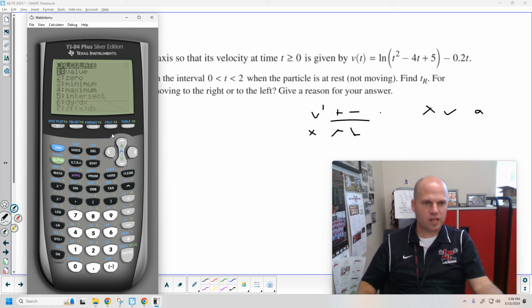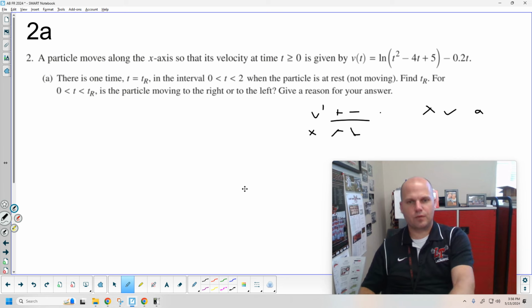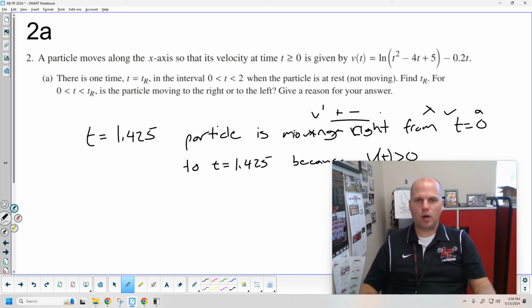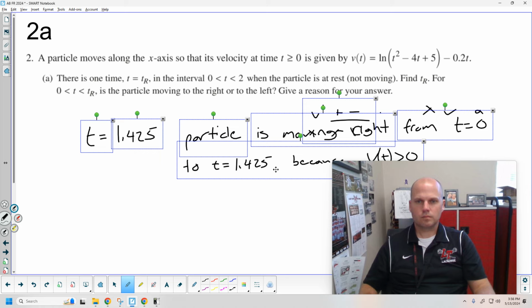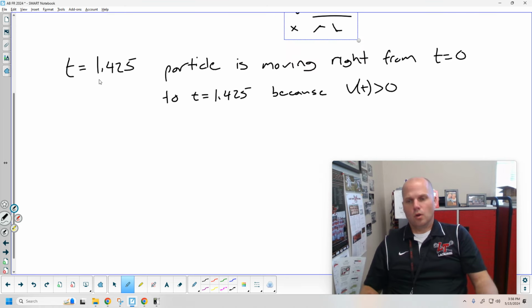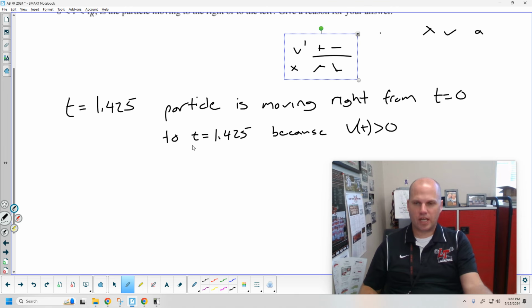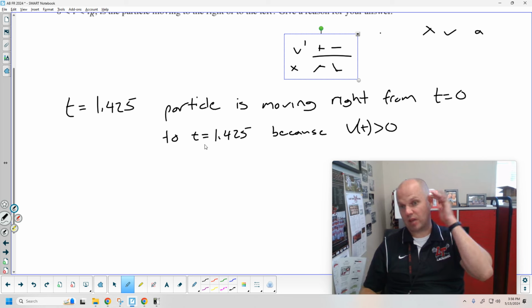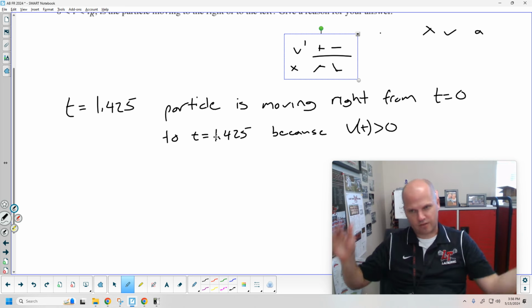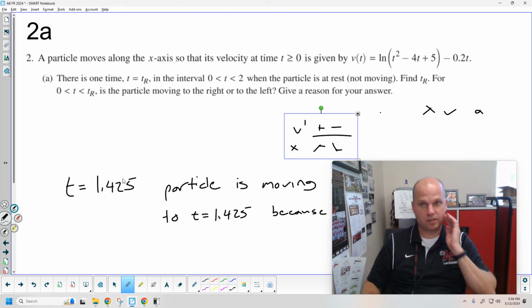We find the intersection, and we say, since velocity is positive, my particle's moving to the right. The particle's moving to the right from 0 to 1.425 because v is positive. That's the extent of which you have to say. You do not have to say that if v is positive, my position's increasing, and if my position's increasing, I'm moving to the right if we're going left and right on the x-axis.